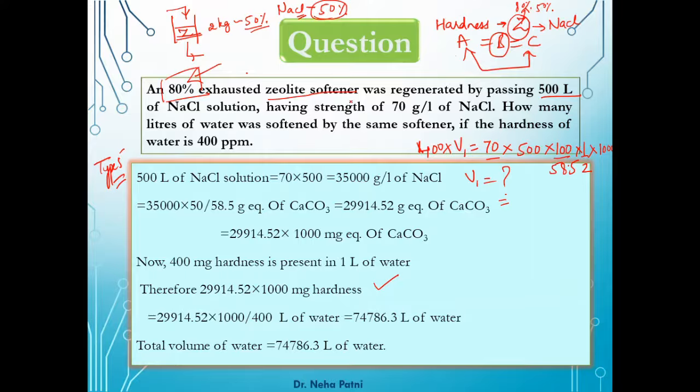It has removed the hardness 100%, and whatever NaCl amount is written here is going to regenerate whatever is exhausted, and whatever is exhausted has removed your hardness fully. So the moral of the story here is, just ignore this and try to solve the question the way you solve it. This is type 5 for you.